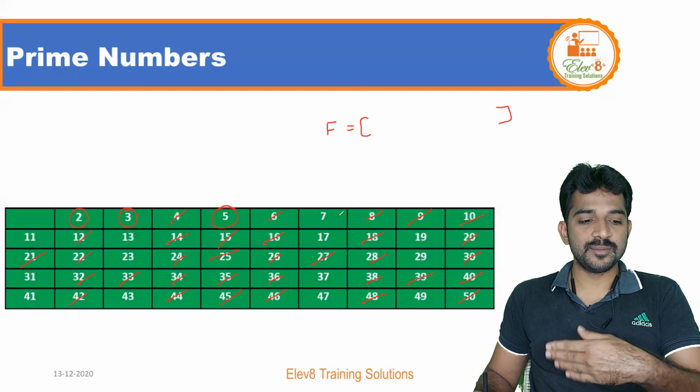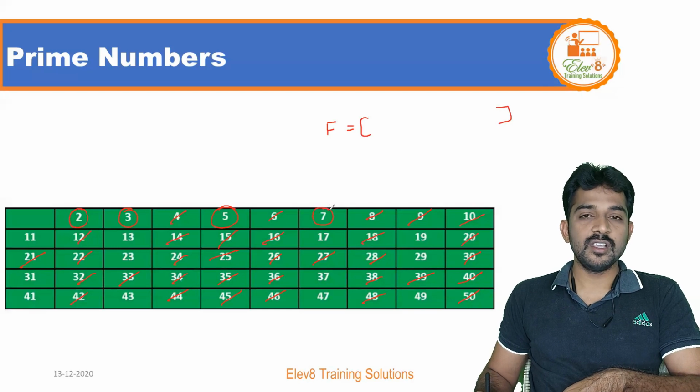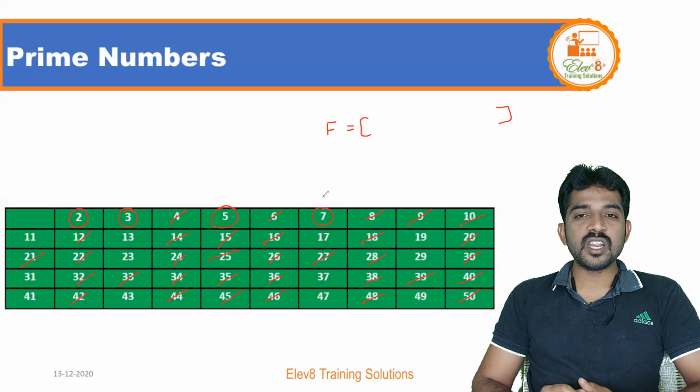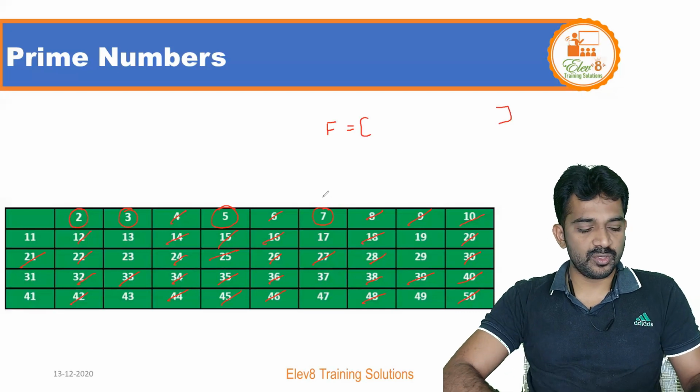After that, 7. Again 7's multiples. 7 is the prime, right? So like that we need to find. Sir, how are we going to implement this one? I will show you. No need to worry.